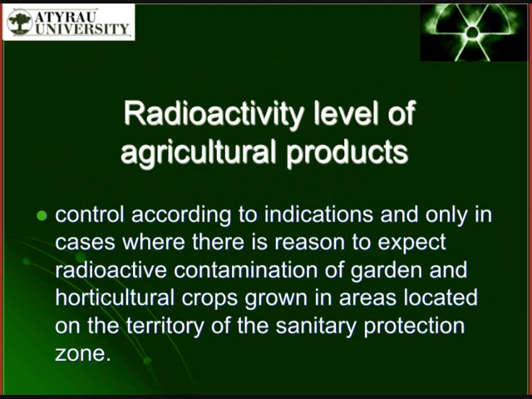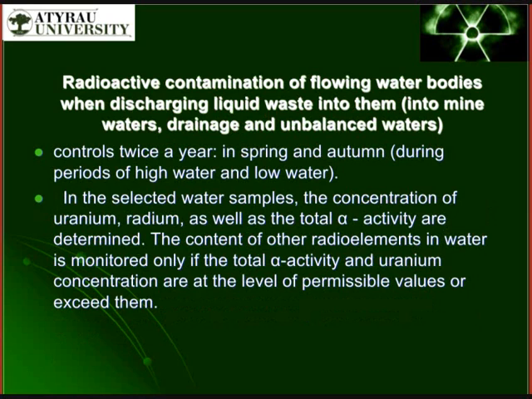The level of radioactivity of agricultural products is monitored according to indications, and only in those cases when there are reasons to expect radioactive contamination of garden and horticultural crops grown in areas allocated on the territory of the sanitary protection zone. The level of radioactivity of bottom sediments and aquatic organisms is monitored by indication, for example, when deciding on the use of a reservoir for swimming, fishing, etc.